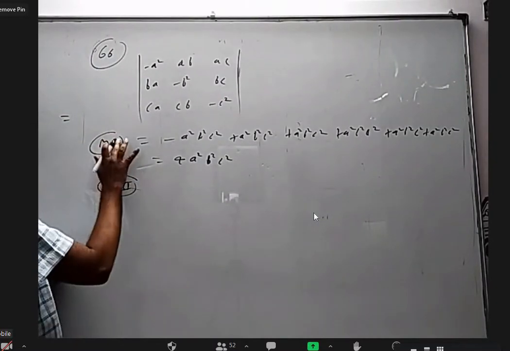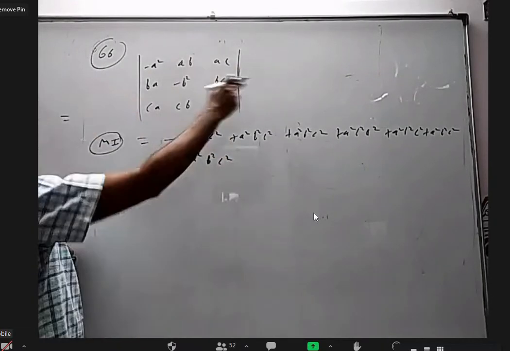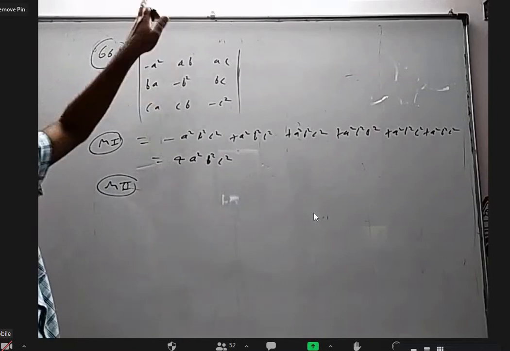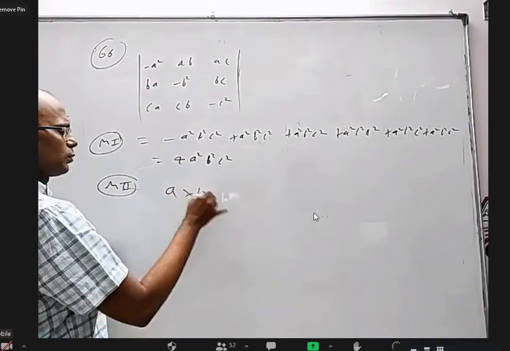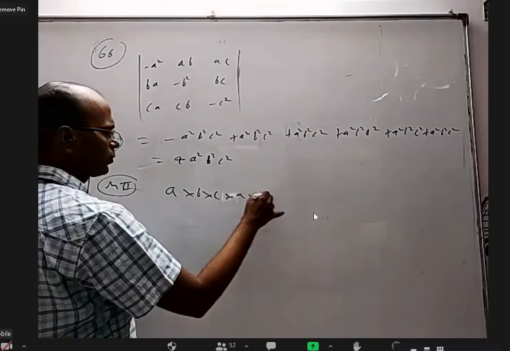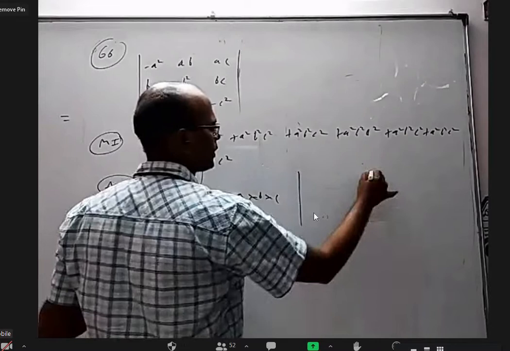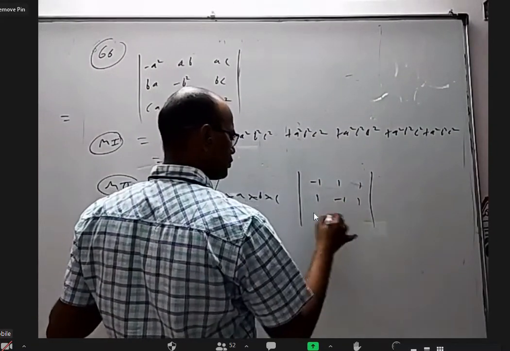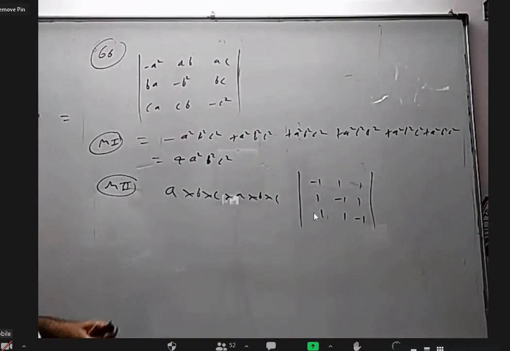Method 2. Somebody can take a common here, b common here, c common here, and again another a common, b common, c common. Rows also, columns also. You will be getting a into b into c, again a, again b, again c. Row wise abc common, column wise abc common. Then you will be left with only minus 1, 1, 1; 1, minus 1, 1; 1, 1, minus 1. Now try to get as many zeros as possible.